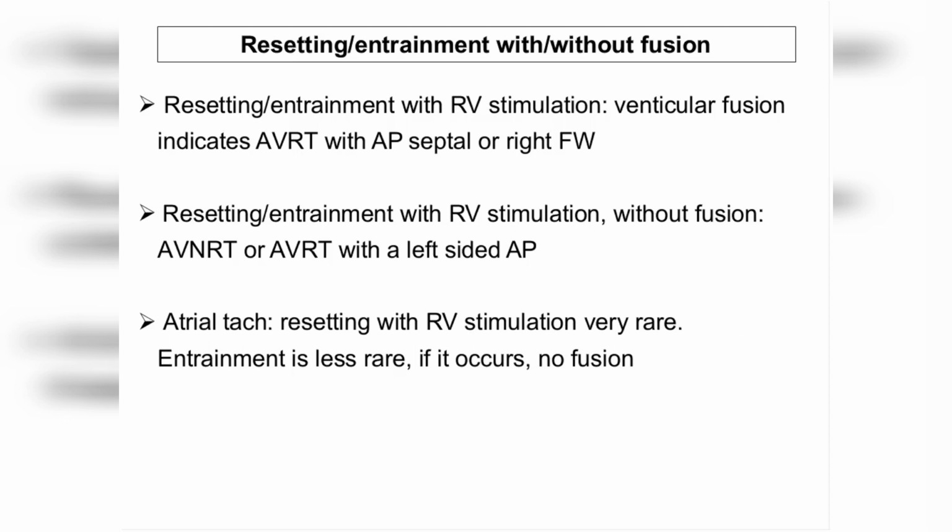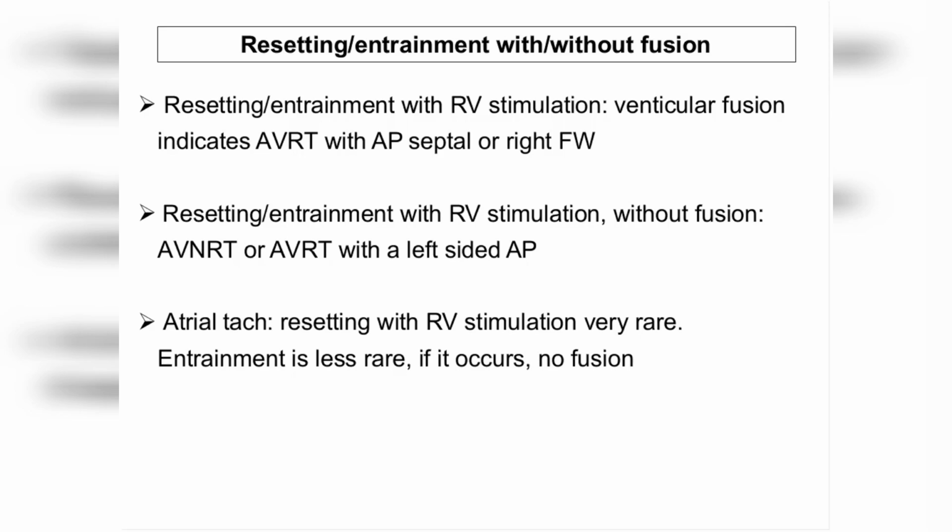In contrast, if you are dealing with AVNRT or with an accessory pathway mediated tachycardia and the accessory pathway is left-sided, you will be able to entrain the tachycardia, but you will not see fusion in the QRS complex. The same situation will be present during atrial tachycardia, except that in this situation it is even more difficult to find out if you have really entrained the tachycardia, and actually this is even more rare here.